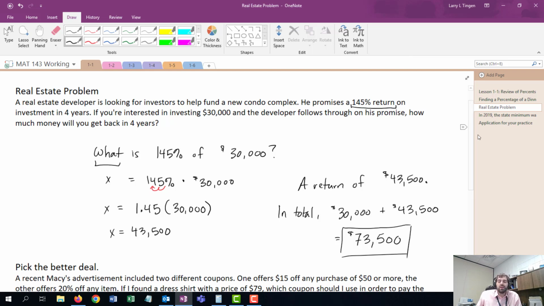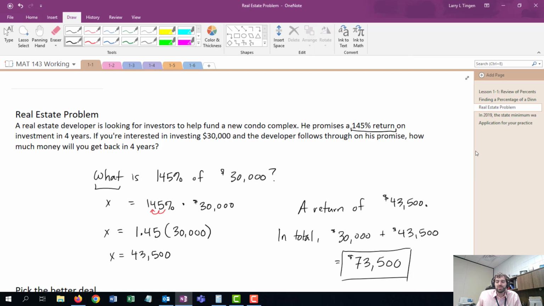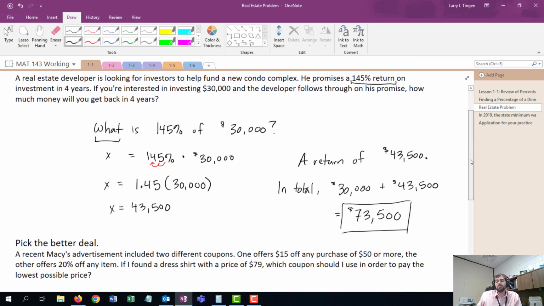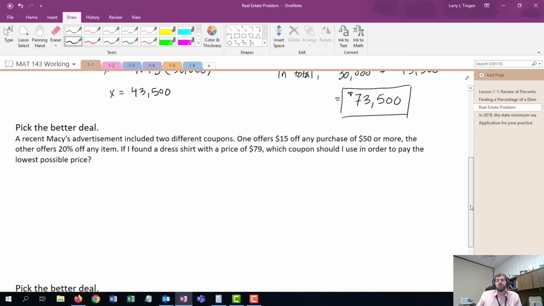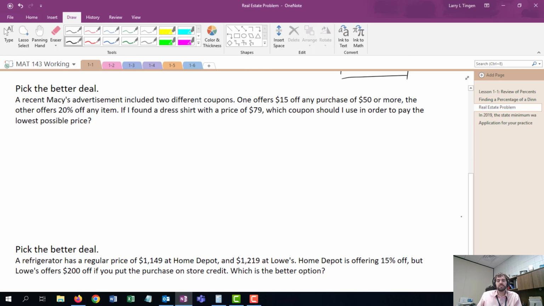In the real world, a return of 100% or more is kind of unheard of. Maybe this problem is trying to get you used to percents that can be larger than 100%. But in the real world, if you saw a 10 or 15 or 20% return on your money, that would be a good investment. All right, so let's keep going. Maybe get to a problem that makes a little more real world sense. Not a ton of us have that 30,000 laying around to just invest.